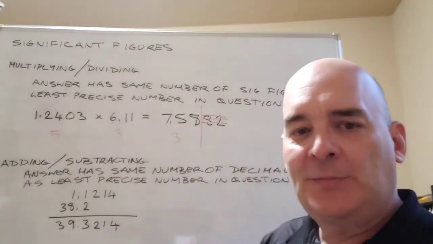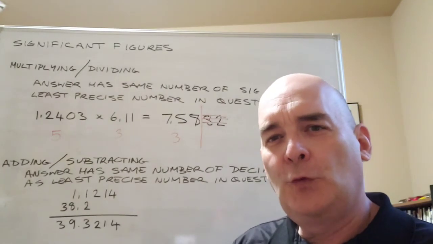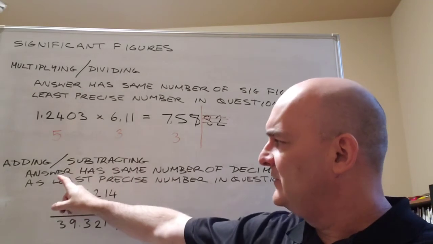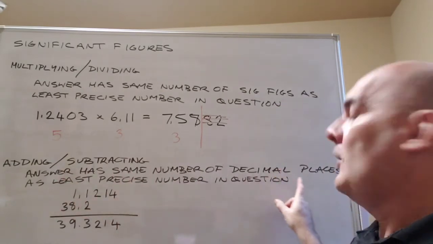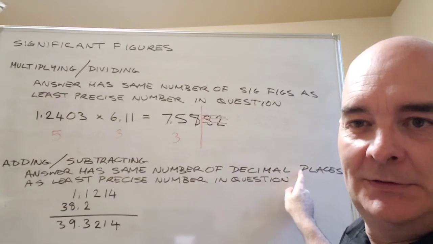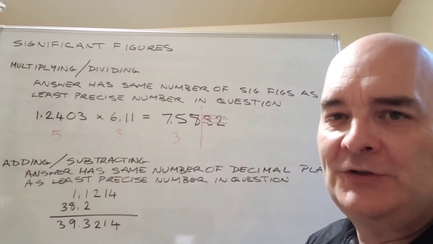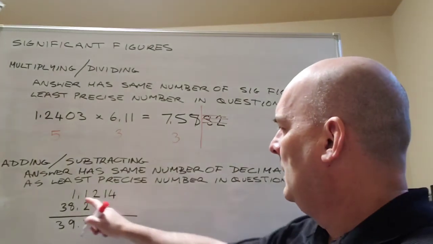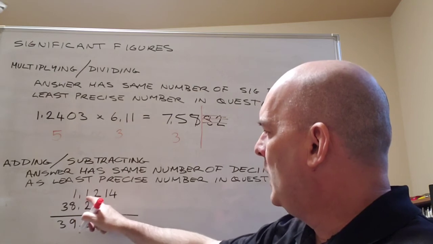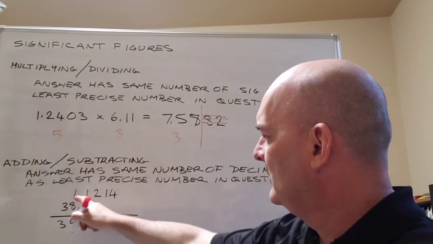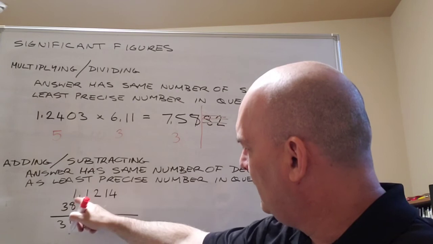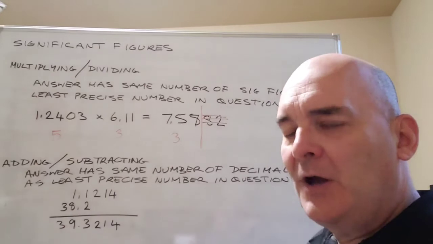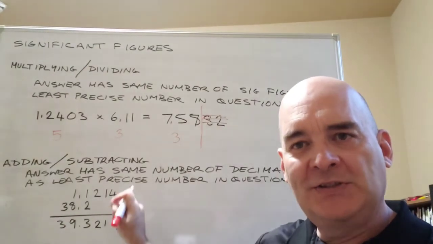When we add and subtract, the rule is ever so slightly different. In this case, the answer is allowed to have the same number of decimal places as the least precise number in the question. Not the number of significant figures, but the number of decimal places. So here, I take 1.1214. Yes, there are 5 significant figures in that number, and there are 3 significant figures in this one. But that's not how I'm going to apply the rule, because this is an addition.